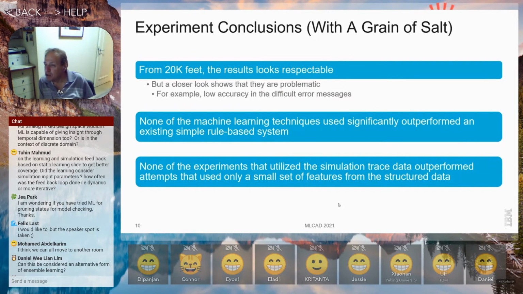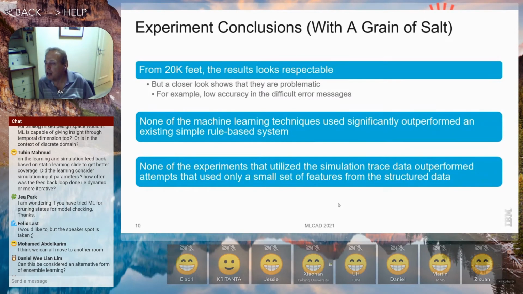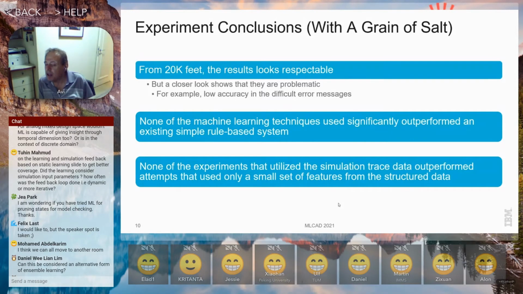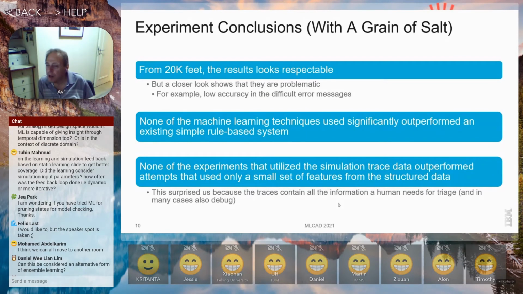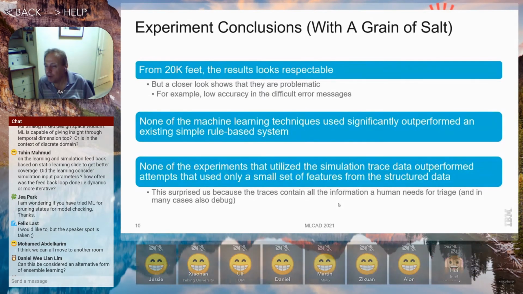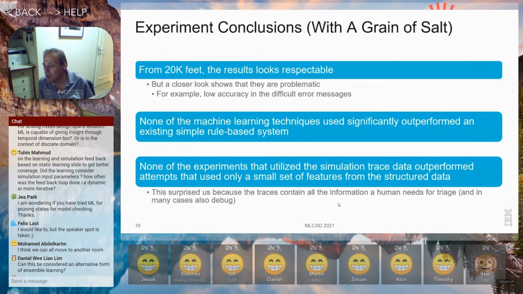And finally, and this was rather surprising, the simulation traces actually did not help us improve the results of the triage that we did. As I said, this was rather surprising because the way human beings do triage is by looking at those traces, and those traces contain all the information, or I would say 99% of the information needed for triage, and most of the information needed for debug. So why didn't they help?